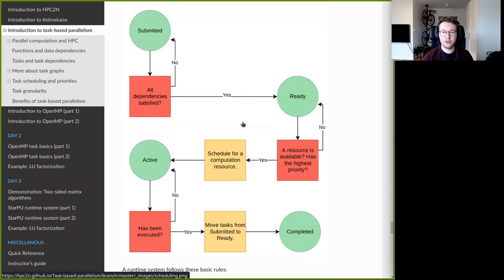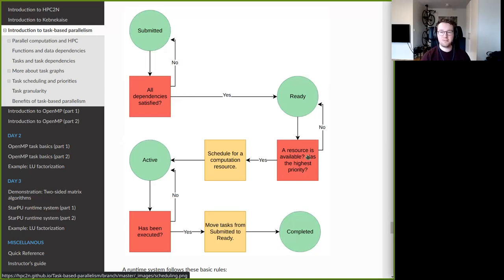And the scheduling would look something like this. So all the tasks would start from the submitted pool, meaning that the runtime system is aware that the task exists, but nothing beyond that. And then it's going to choose if the task has all its dependencies satisfied, so all the input data is now available, then it will move to the ready pool, indicating that the task is ready for scheduling. And if it happens that some of the input data for the task is not available, it will stay in the submitted pool, waiting until the task input data becomes available.